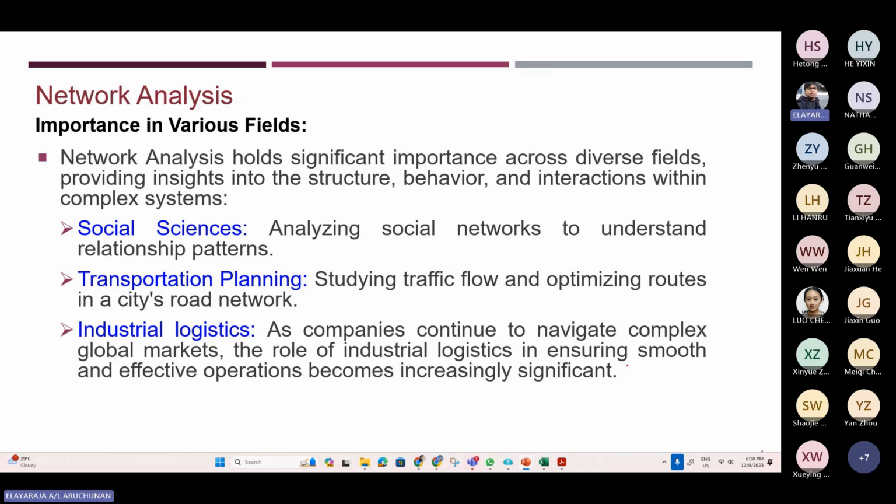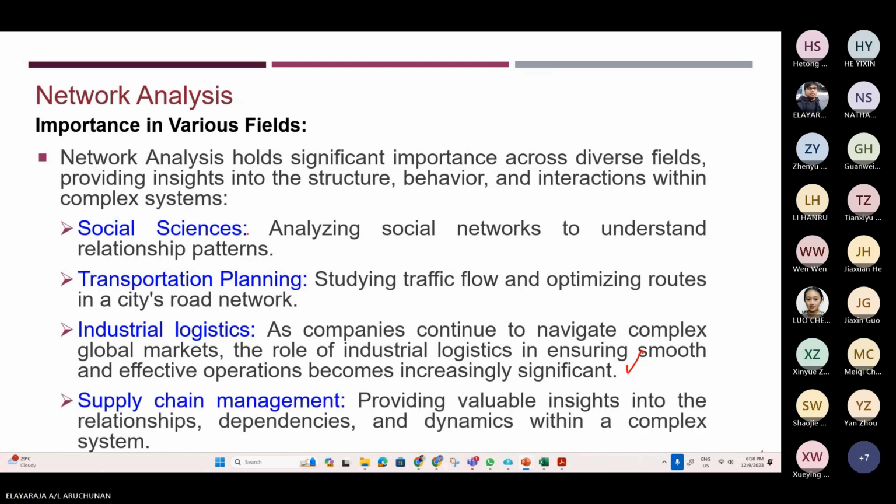Mainly we just look into it. So it's important in industrial logistics, and then supply chain management, same thing. In supply chain management, it will provide valuable insight into the relationships. So you will see that based on that.